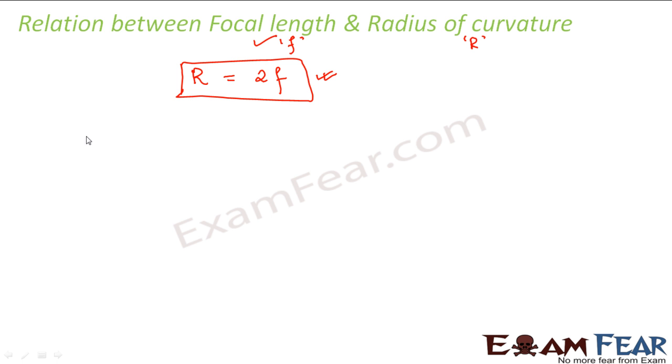So when we consider a concave mirror, it is something like this: this is my pole, this is my principal focus, and this is my center of curvature. So what is R? R is this distance, right? That is the radius of the sphere. And what is my focal length? That is this distance, f. So it says that R is equal to twice of the focal length.